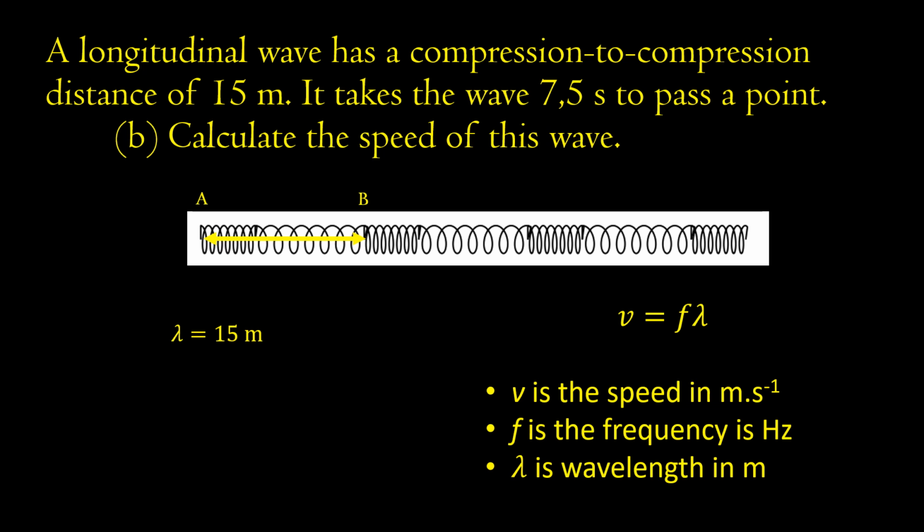Now to calculate the frequency f, we need to know the period T. The question provides us with the time it takes a wave to pass a point, and this is the period T, which is 7.5 seconds. The period T is the time it takes a complete wave to pass a fixed point. We know the wavelength lambda, which is 15 meters. We also know the period T, which is 7.5 seconds.